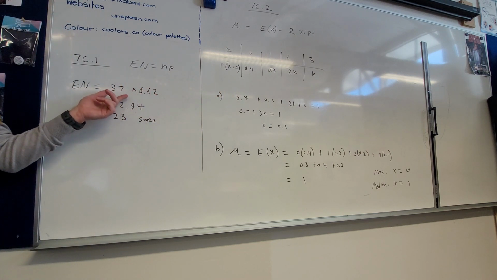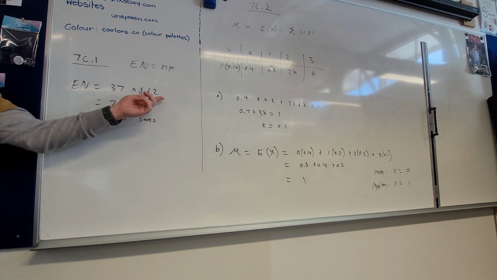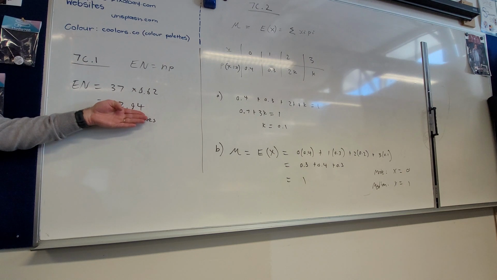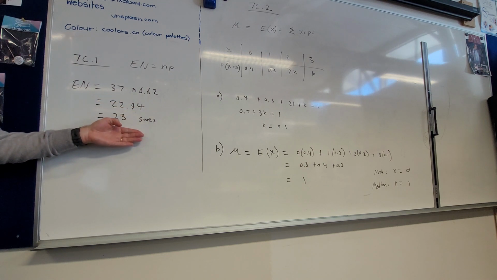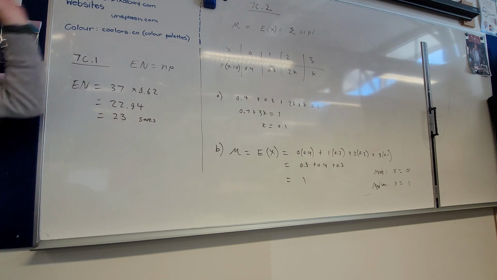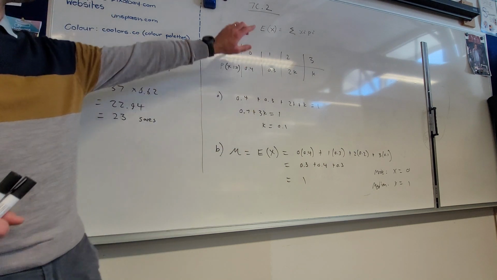Okay, so in our circumstance, we have the probability of Matt saving a penalty is 0.62, and he has 37 trials. Okay, so 37 times 0.62, the number of trials times the probability of the event occurring. We've got 22.94. Now the question says, how many times do you expect him to save it? All right, so we do need to round to a whole number because that's a discrete variable, right? We expect 23 saves.